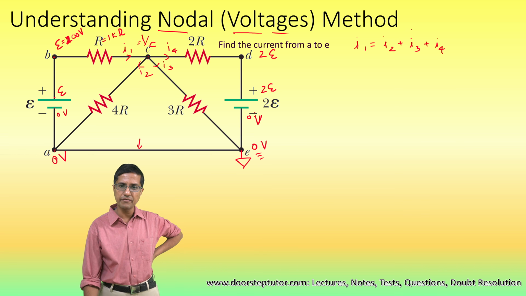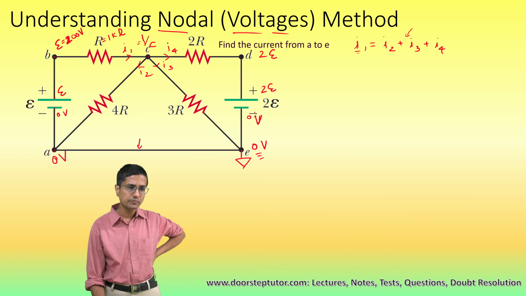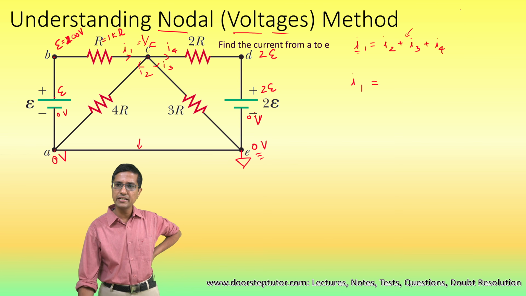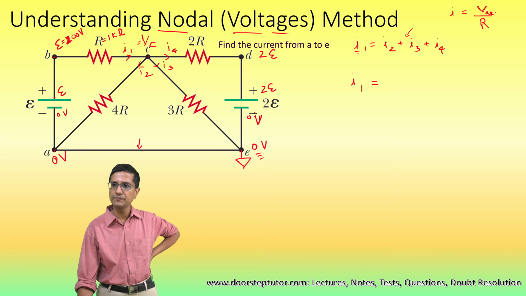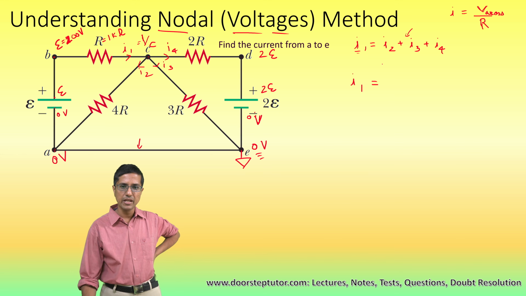We write the current equation. And in this current equation, I try to write all of these currents in terms of the corresponding voltages. So I1, for example, what would be the value of I1? We know that the current in a branch I is equal to voltage divided by the resistance. So if the resistance is R and the voltage across the resistance is V, then the current through the resistance would be V by R. So what would be I1?